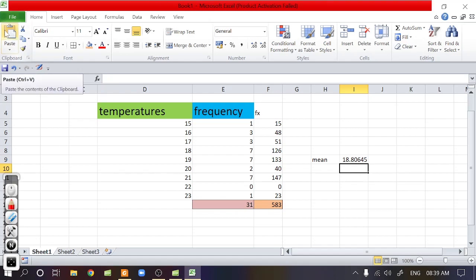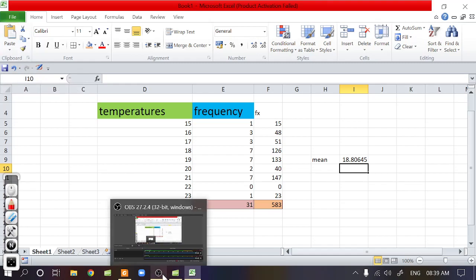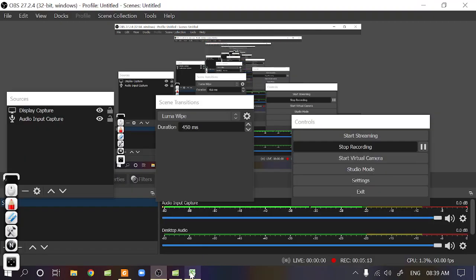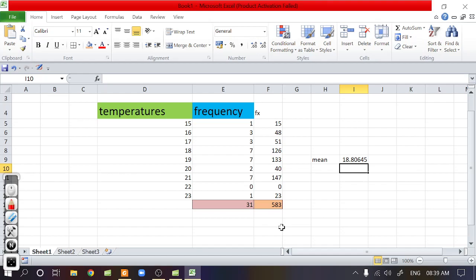Now once this table is created, Akshita, let me once check whether recording is happening or not. Yeah, it is happening. Once this table is created, if you change any of the temperatures or frequencies, automatically all the data will change. Sigma fx will change, sigma f will change. Let's imagine this 19's frequency is there, let's change it to 500. Then automatically all the data will change. 9500 got changed, here 9950 got changed, 524 is the changed sigma frequency, and the mean value got changed to 18.98855. Now if you put it to 5000, see now all the values will change.